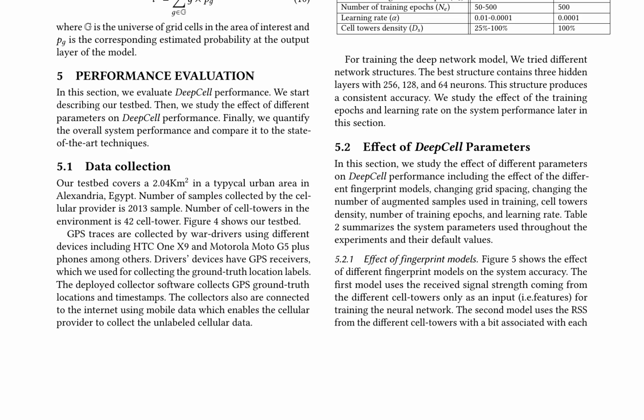The effect of different parameters on DeepCell's performance was also studied, including the effect of fingerprint models, grid spacing, number of augmented samples, cell towers density, number of training epochs, and learning rate. The results showed that the best structure for the deep network model contains 3 hidden layers with 256, 128, and 64 neurons, producing a consistent accuracy.